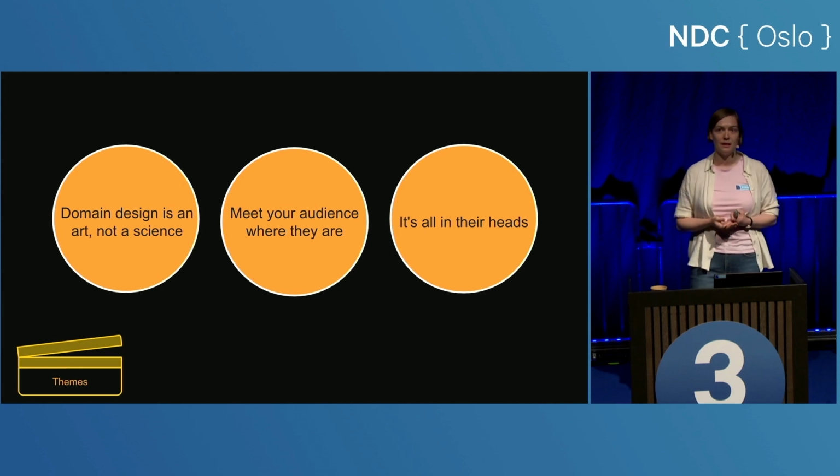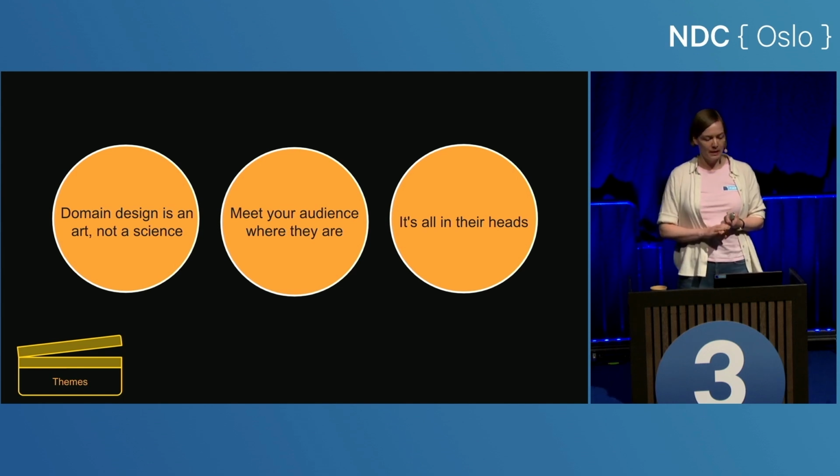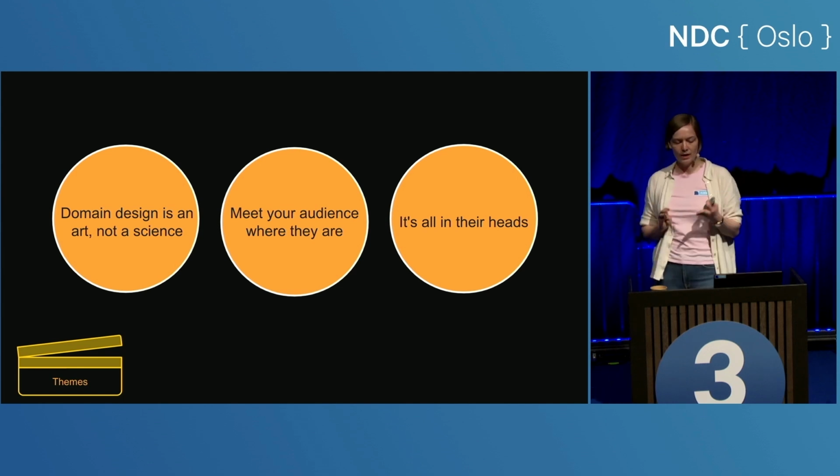There are three main themes that we'll talk about today in the show. One is that domain design is an art and not a science. So there is some artistry in this. The second one is that you really need to meet your audience where they are and not where you are or where you think they should be.